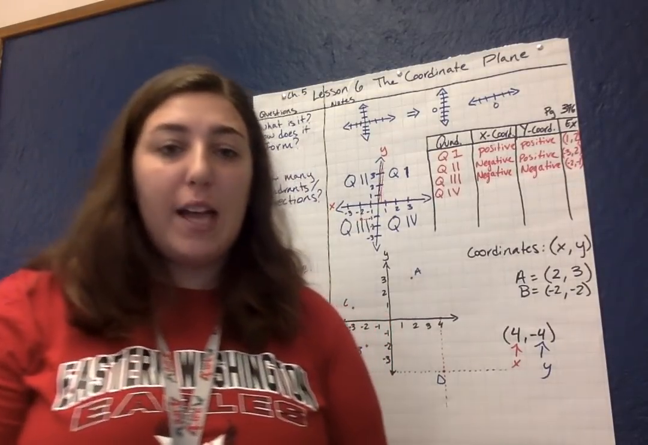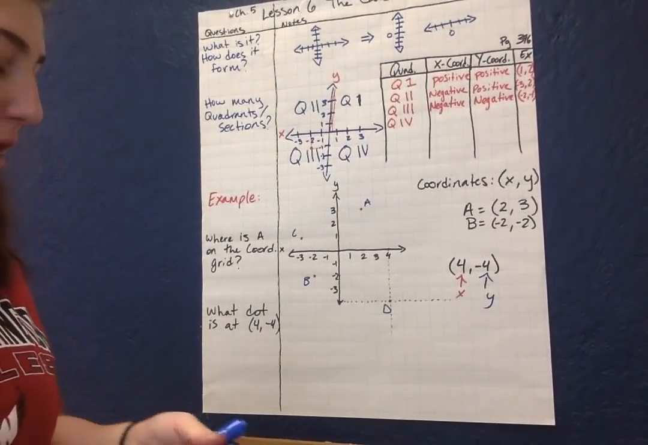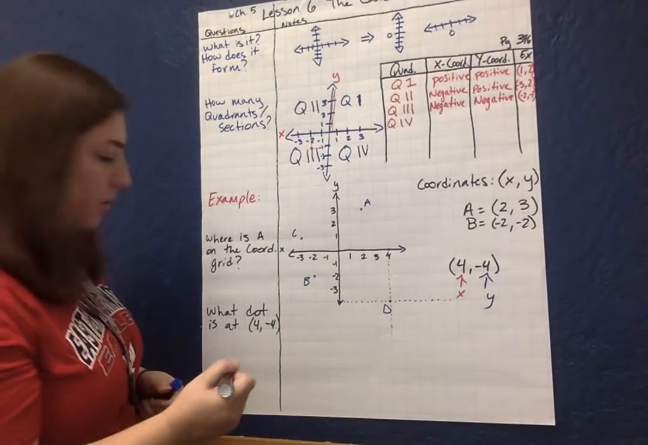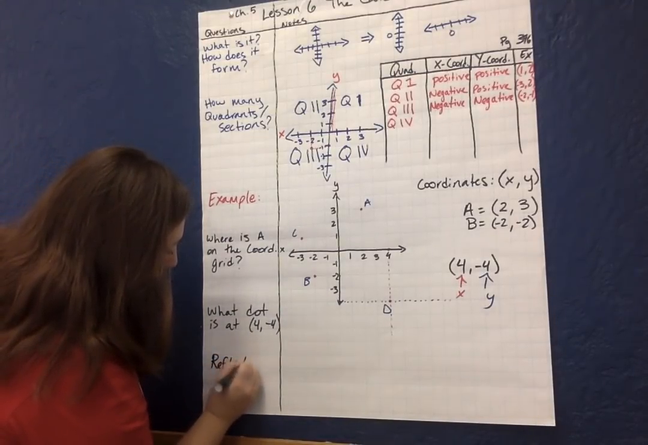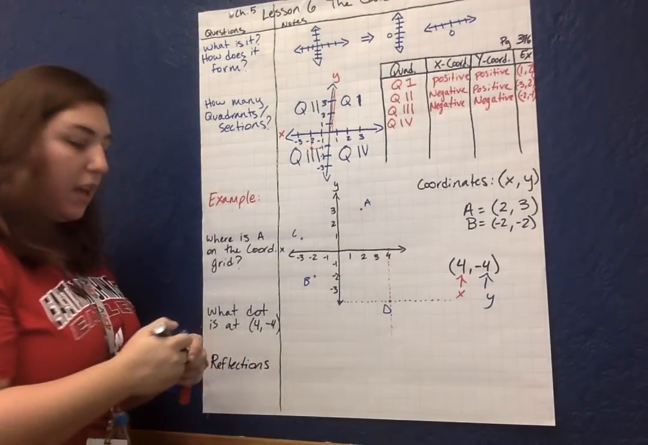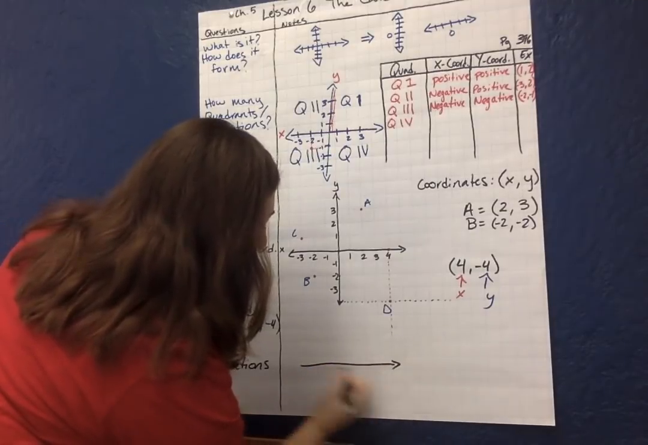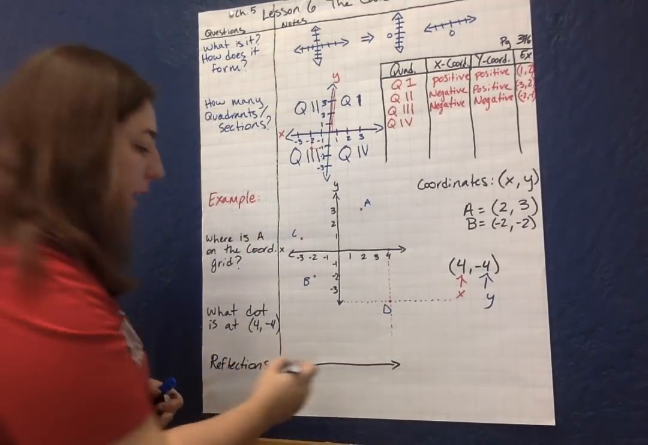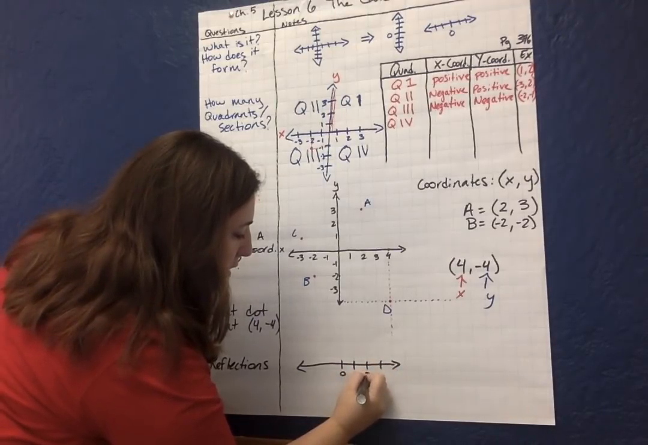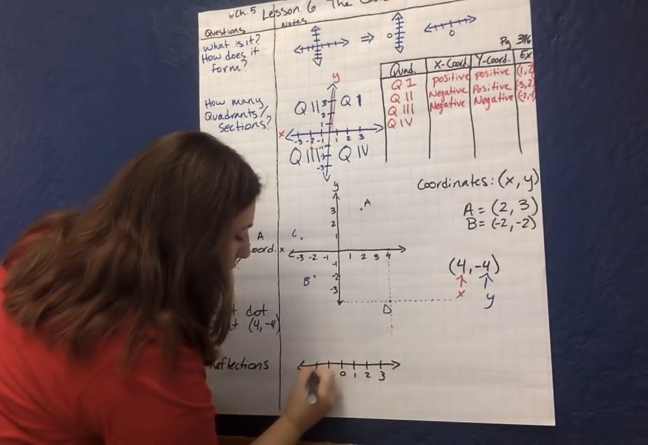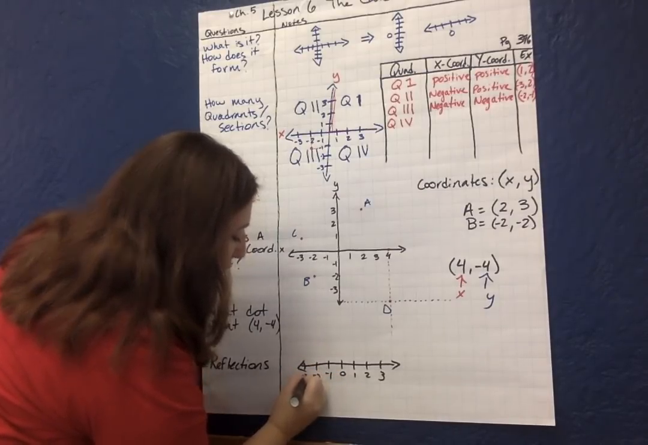Okay, let's talk about reflections real quick. So this is the last thing for our notes. Try to make it quick. So reflections. Okay, on the number line, so let's look at the number line again. Here we have 0, 1, 2, 3, and here's -1, -2. This would be -3.